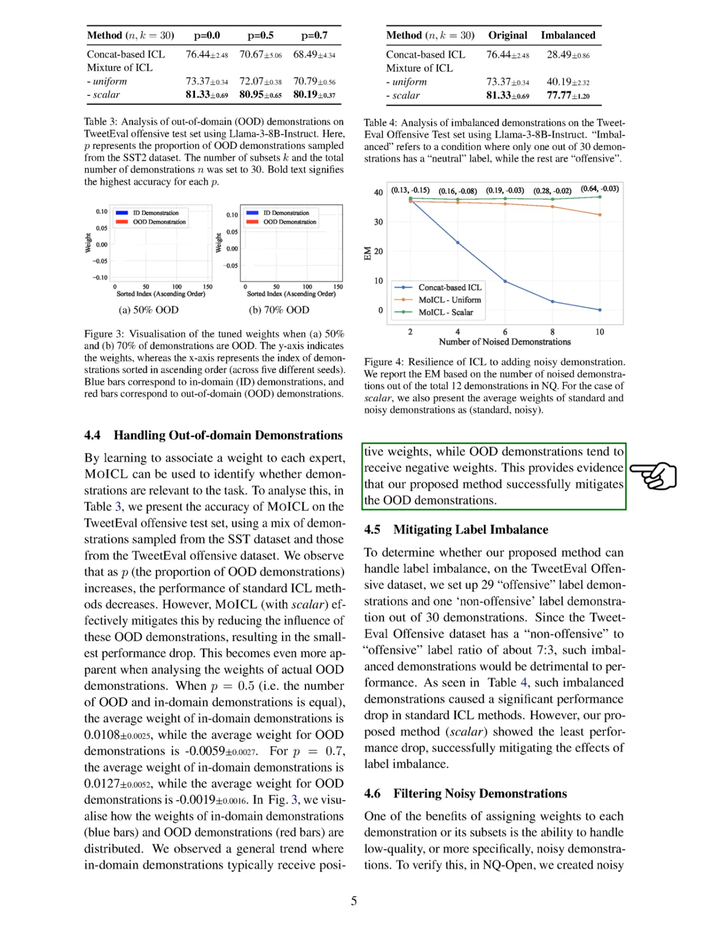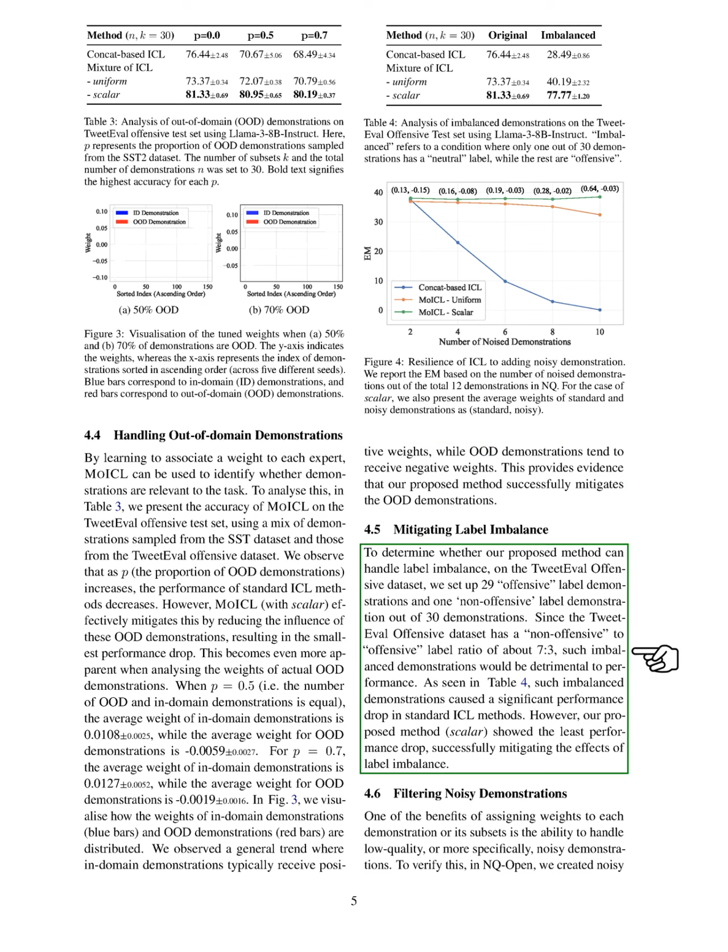Lastly, we assessed our method's ability to manage label imbalance using the tweet-eval offensive dataset, where we set up 29 offensive and 1 non-offensive demonstration. Given the dataset's label ratio, this imbalance could harm performance. Our results indicated that standard ICL methods suffered a significant drop in performance due to this imbalance, while our proposed method, scalar, showed the least performance decline, effectively addressing the label imbalance issue.